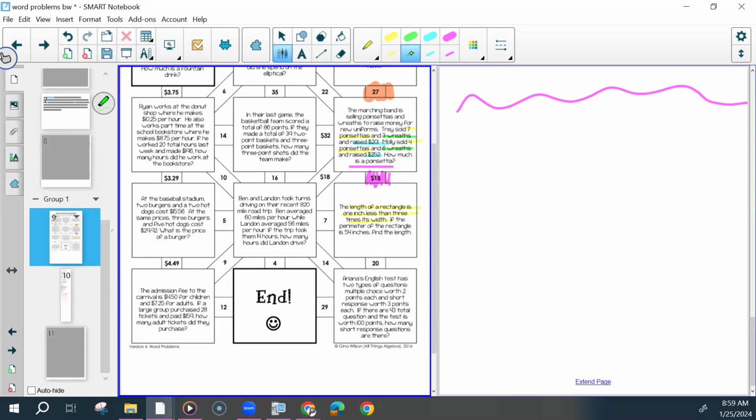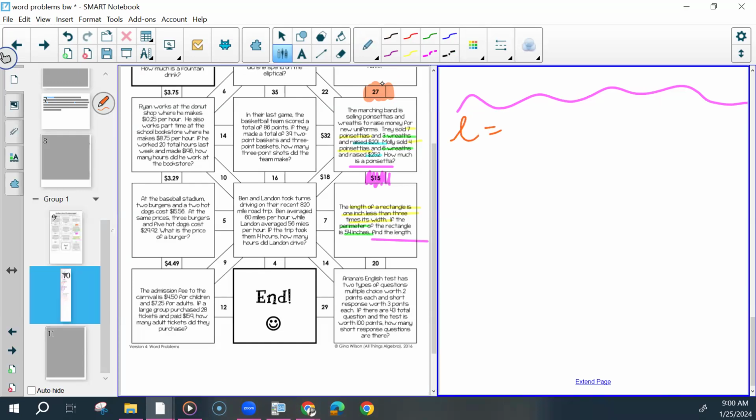The perimeter is 54 inches, so we know what we're talking about. And what are we looking for? So because we're talking about length and width, our variables are just going to be L and W for length and width. If you want to be more specific, you could say length in inches, width in inches, but that's not necessary. Because we're talking about perimeter, we need to remember our equation for perimeter.